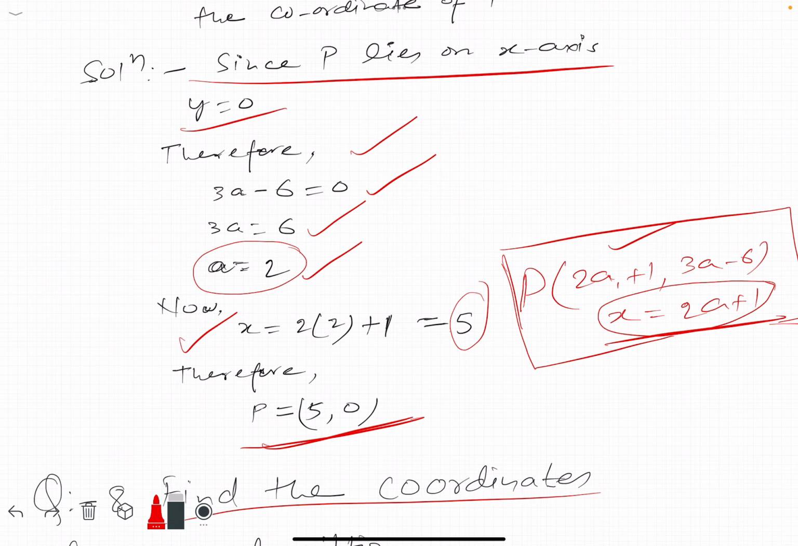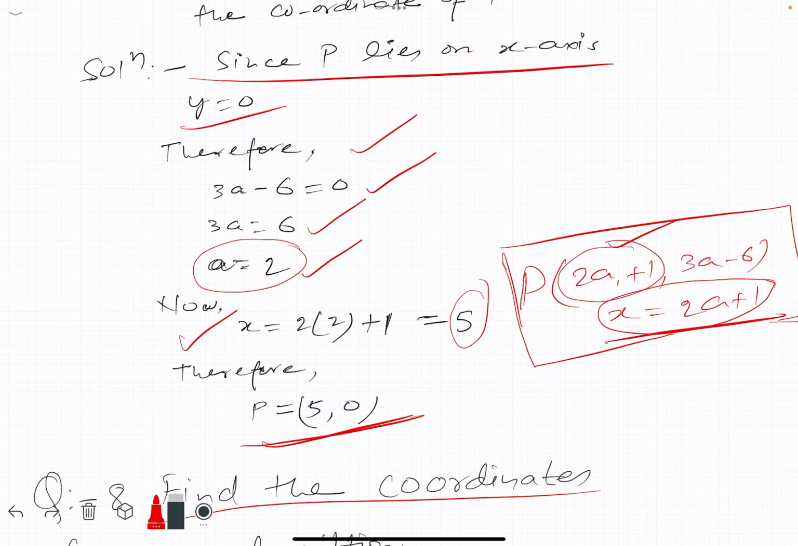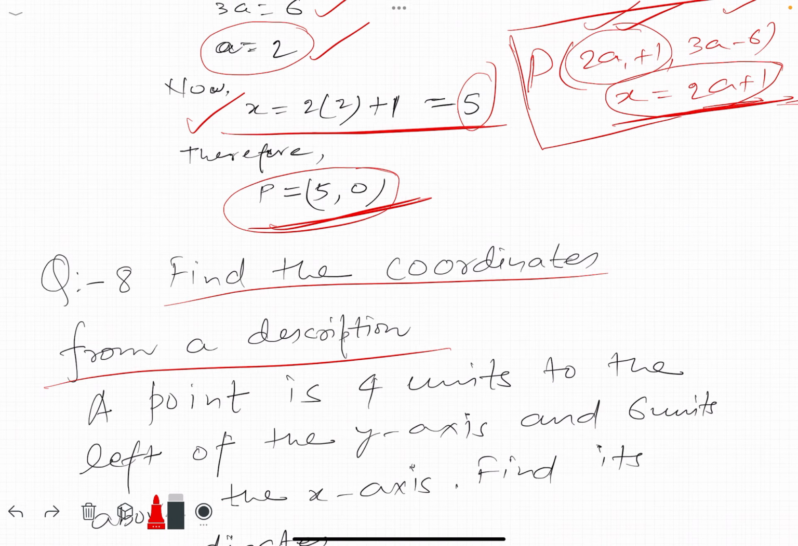Now, the x coordinate is 2a + 1 and the y coordinate is 3a - 6. We will put the value of a in x is equal to 2a + 1. We will get x is equal to 5. Therefore, P is equal to (5, 0).